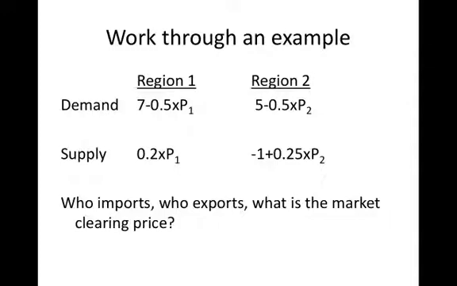So what I'm going to present to you in lecture is a situation where we have two regions, Region 1 and Region 2, and we've got a demand curve in each region and a supply curve in each region. And what we're going to do in that example is try to figure out who imports and who exports, what's the market clearing price, and also what are the market clearing quantities in each market, and what's the volume of trade. This is a great time to stop, and so we'll pick up with this stuff in class probably starting on Wednesday.